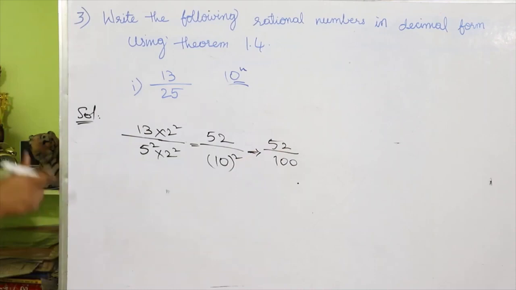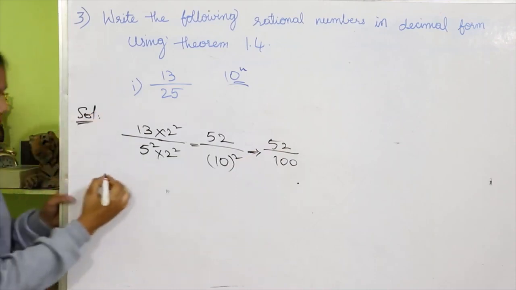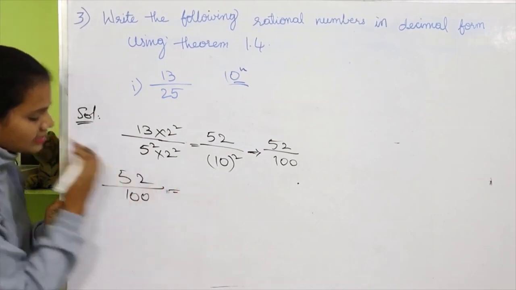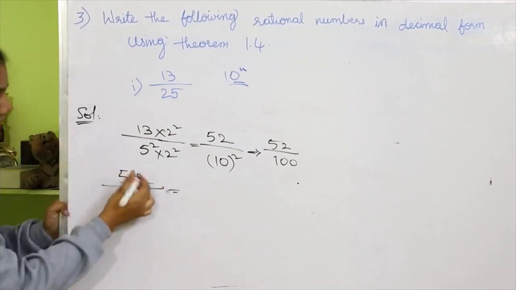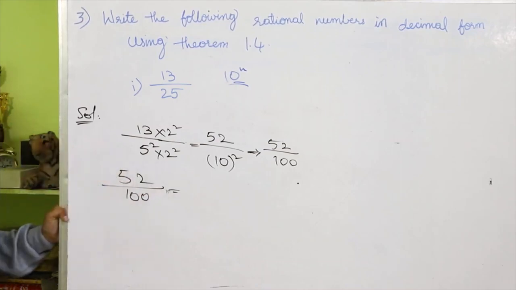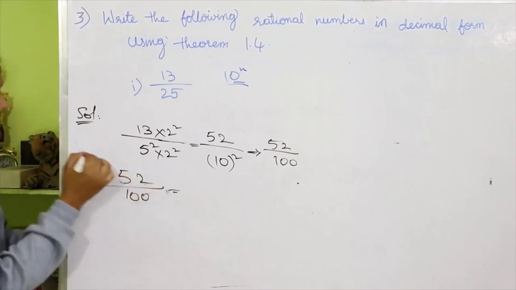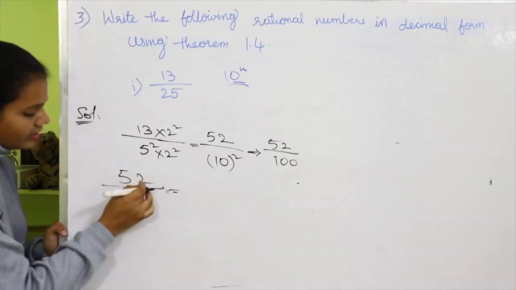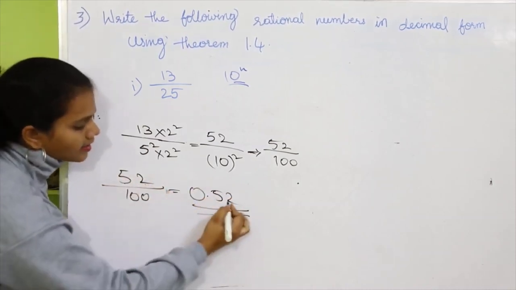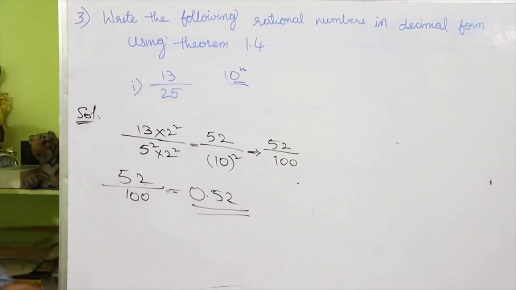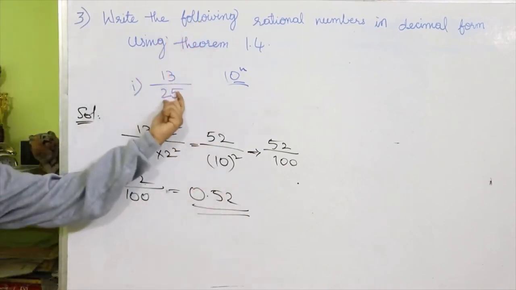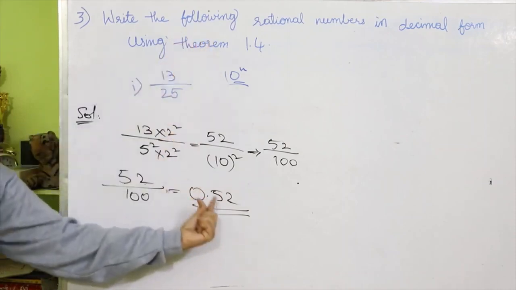Now if I wanted to write this in the decimal form, how could I consider it? Here I have 2 zeros and here I have 2 digits. So place a decimal point after 2 digits, like 1, 2. This becomes 0.52 will be the answer. Clear? 0.52 will be the decimal form. Okay, they are given a rational number form and the decimal form will be 0.52.